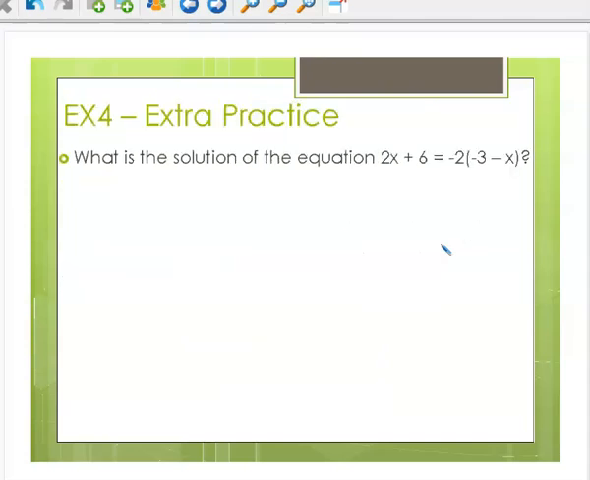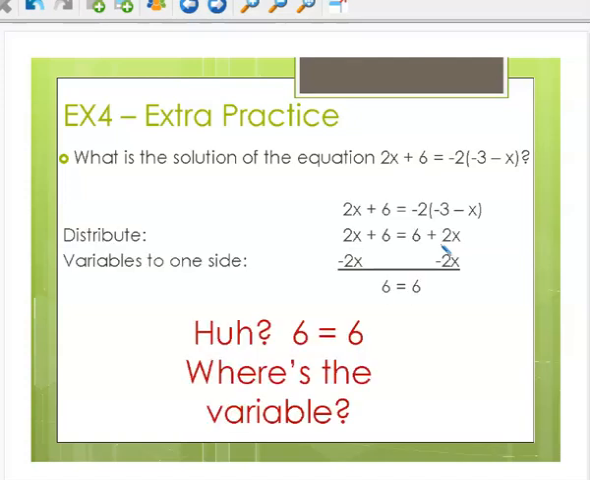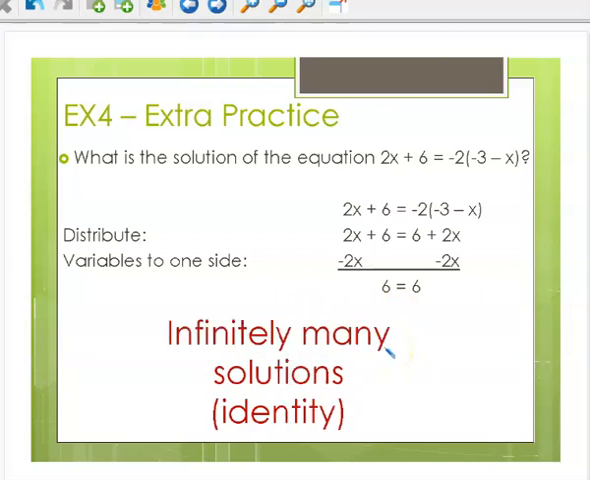Okay, let's try another one. Go ahead and pause the video, work through this, and I'll come back and show you what the answer is, and we'll see if it matches. Let's see what we get here. Huh, look at that. Now this time, when we went through and got our solution, again, the variable goes away. However, we have 6 equals 6. That's true. 6 does equal 6. So we call this infinitely many solutions, or the identity.